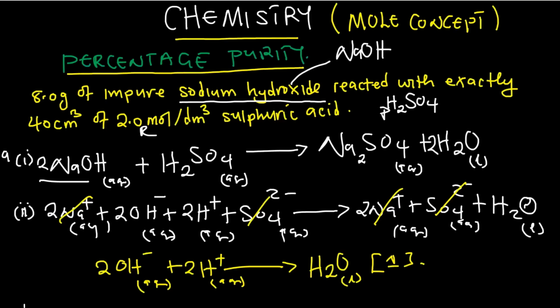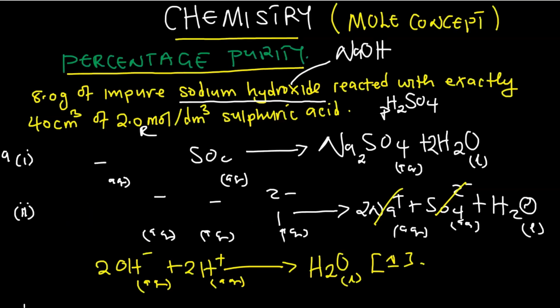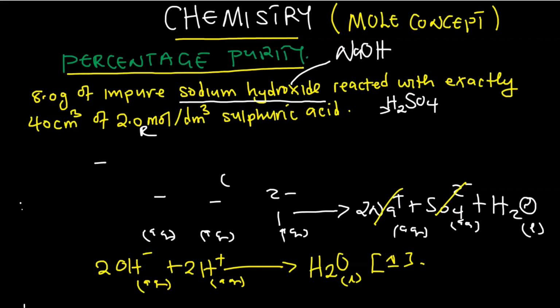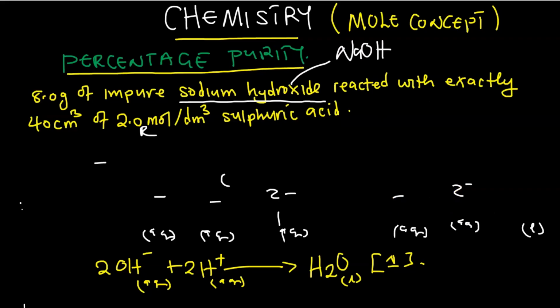The other question that we can solve from this one is: calculate the number of moles of sulfuric acid. Let me just go back. Calculate the number of moles. So let me just clean this one. Moles of sulfuric acid that reacted with 8.0 gram of impure sodium hydroxide. Okay, so we are calculating the number of moles of what?